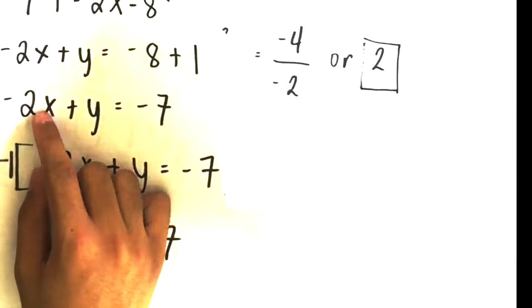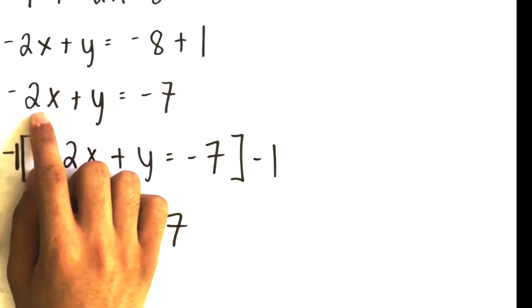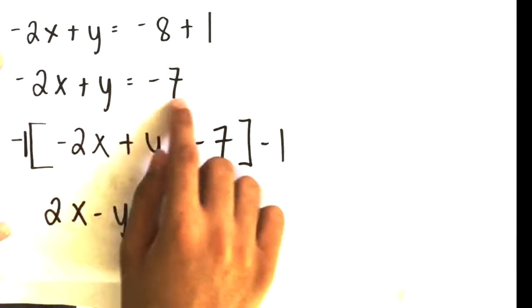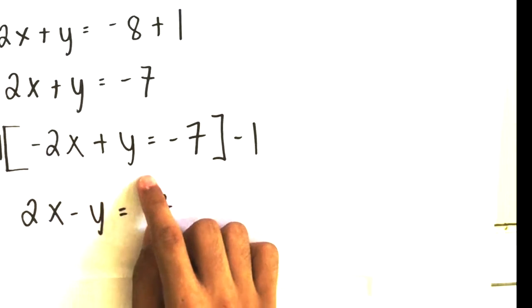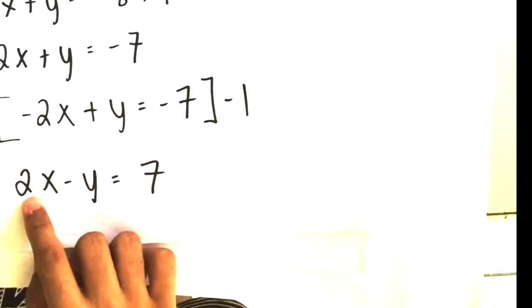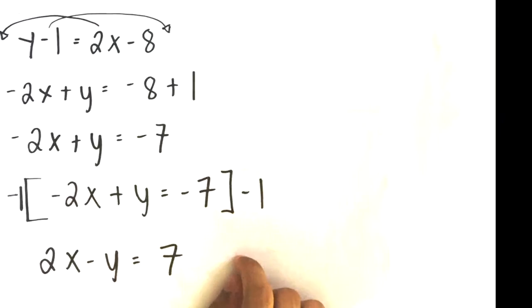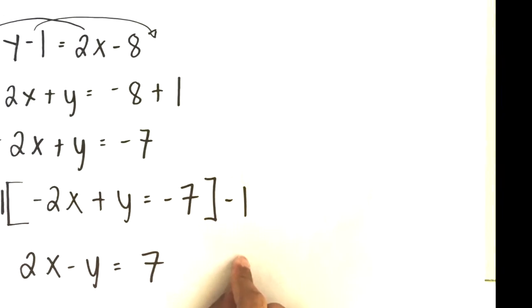So our x is negative, so we should multiply the whole equation by negative 1. Negative 1 times negative 2x plus y equals negative 7 is equal to 2x minus y equals 7. So now that we have the parallel, we can proceed in getting the perpendicular.